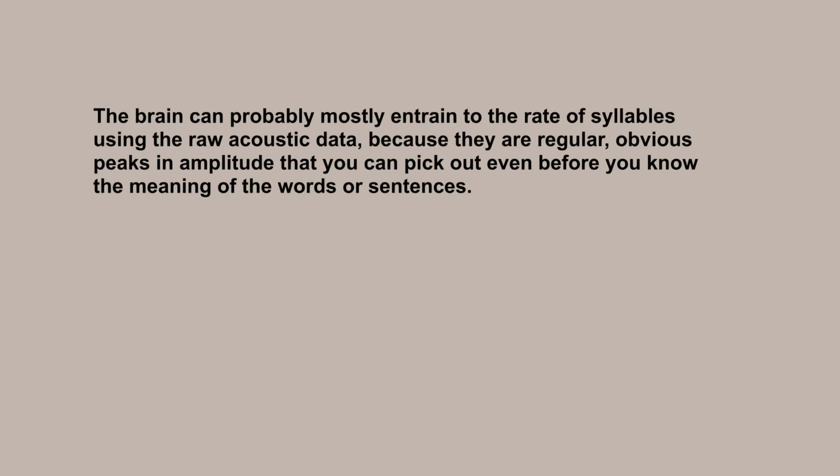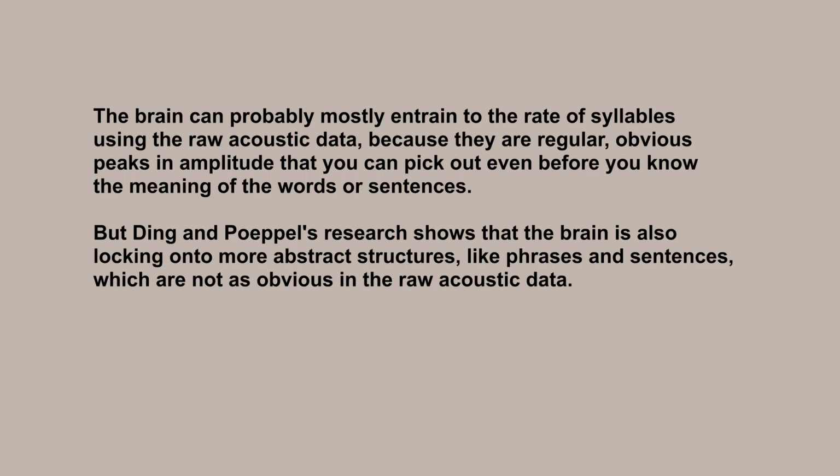As I say, the brain can probably just do this on the fly, because you can tell where the syllables are just by looking at the acoustic data. I dare say most of us can't read spectrograms of people speaking, but you can still see where the syllables are. But Poeppel's research shows that the brain isn't just entraining to syllables, it's also entraining to higher structures, specifically to phrases and sentences. By phrase, I think he means the grammatical concept of a phrase, a part of a sentence that serves a certain function, like a noun phrase, the red dog, or a verb phrase, went to the shop.